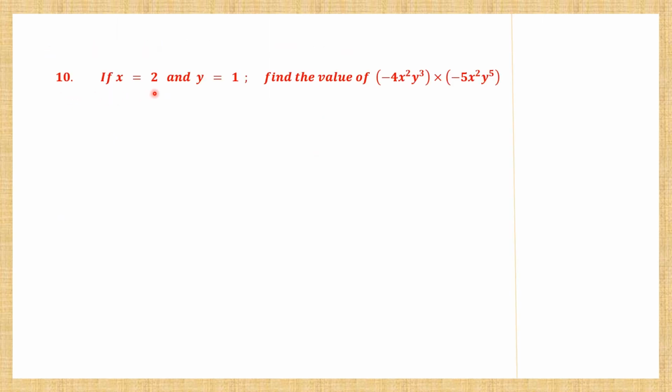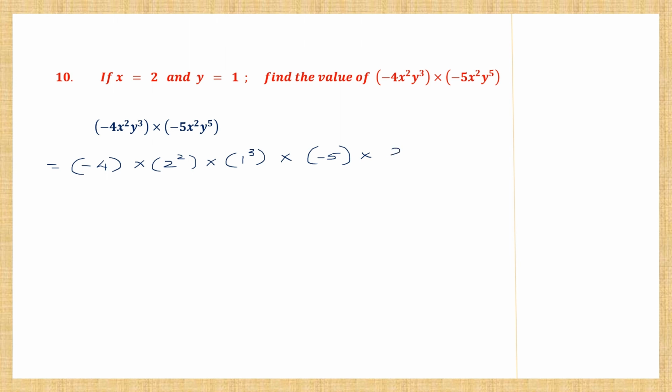Question 10. If x is equal to 2 and y is equal to 1, find the value of the product of these two monomials. So let's begin. So we have the two monomials here. We're going to substitute x with 2 and y with 1. So this will be minus 4 into x square, x is 2 square, into y is 1, so y, 1 cubed, into minus 5 into x square, and x is 2 square, into y to the power of 5, y is 1 raised to the power of 5.